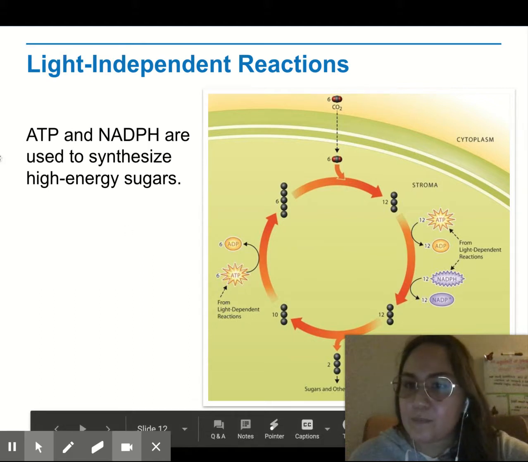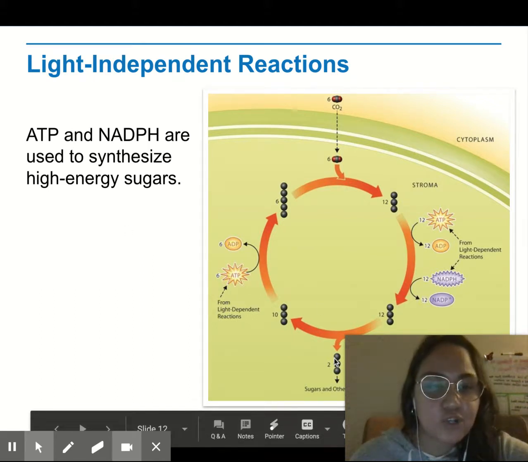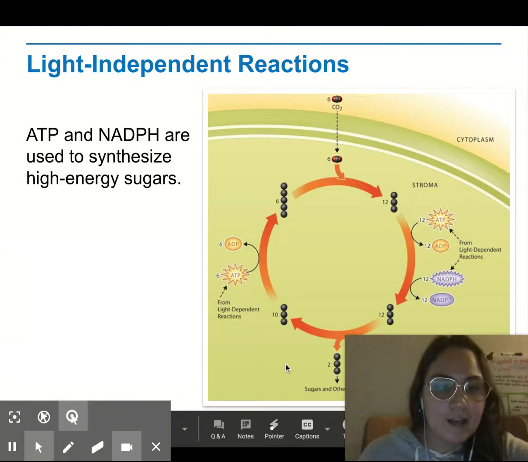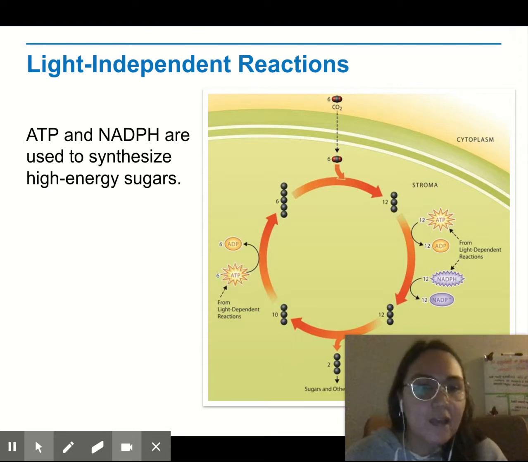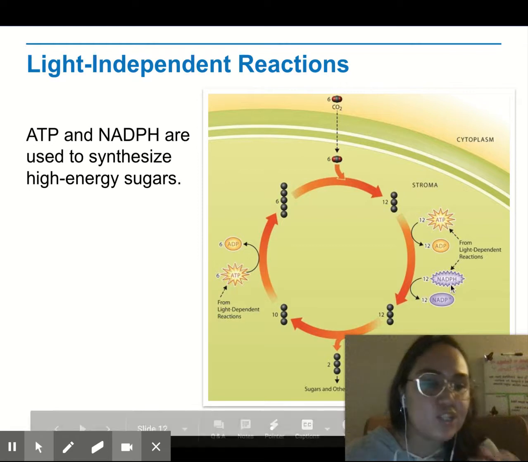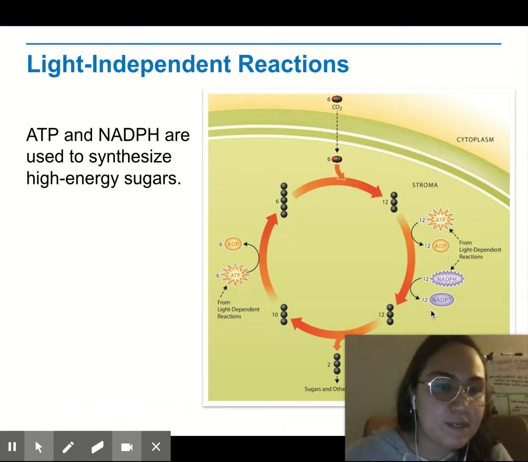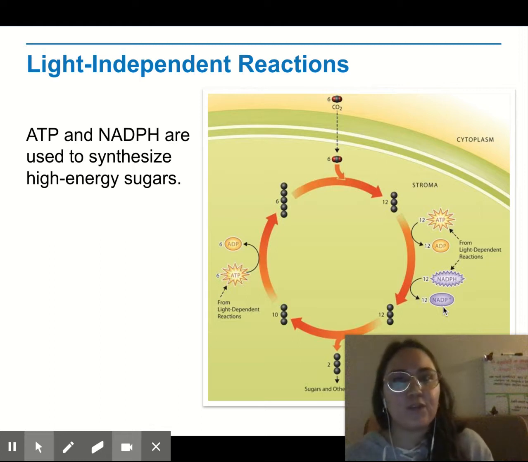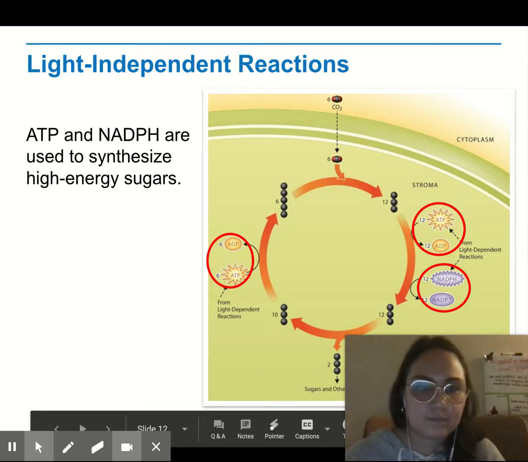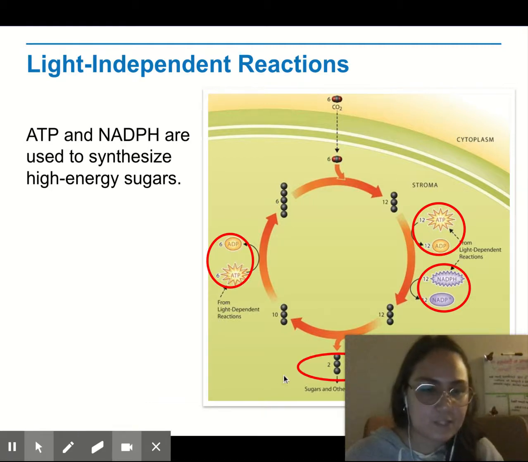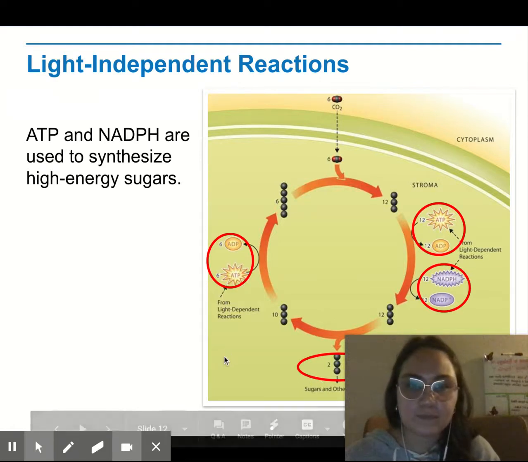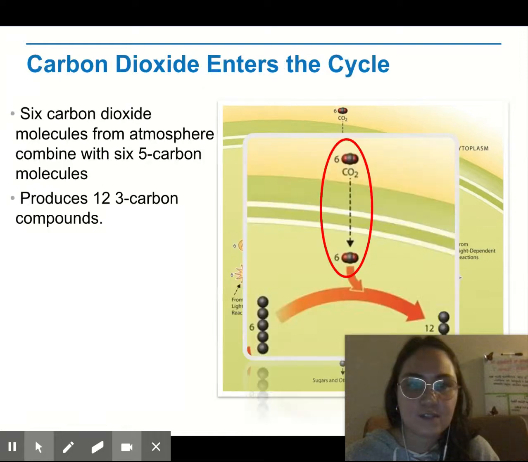And so these sugars then go off into the cell and they get used up there in order to do different life processes. And I want you to notice that now the ATP and NADPH gave up their energy. And so ADP and NADP plus go back to the light dependent reactions and they get reused again. So at the very bottom, we have that sugar compound that gets formed. That is one of the products of photosynthesis.